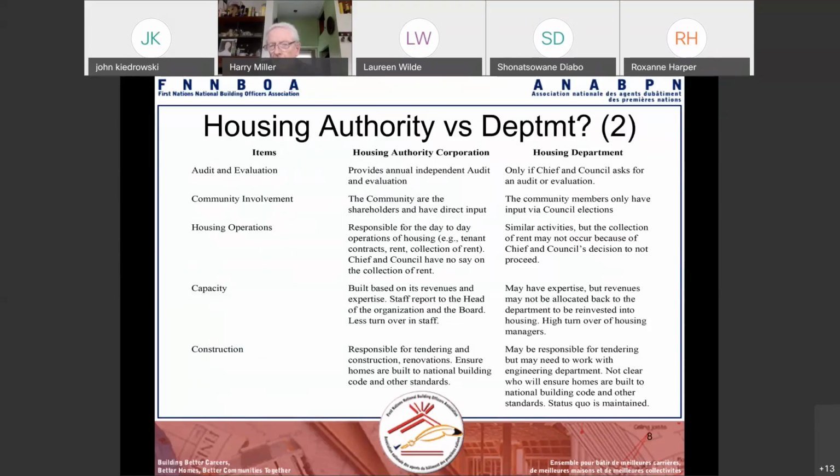So those were some of the key areas between a housing authority and a housing department. And when we look at those areas, we can see that there's distinct operations and functions of how an authority works versus a housing department.